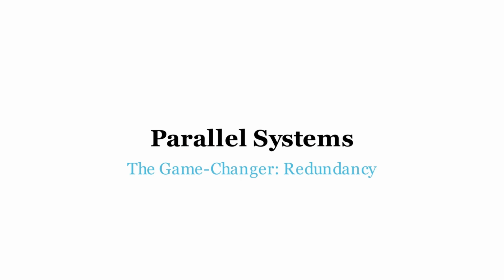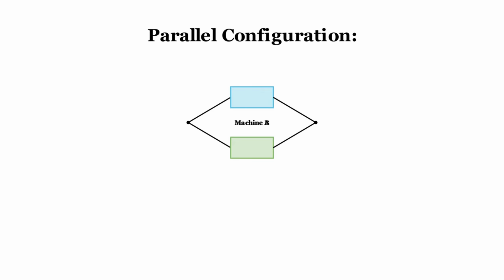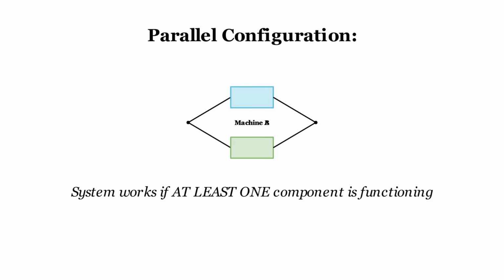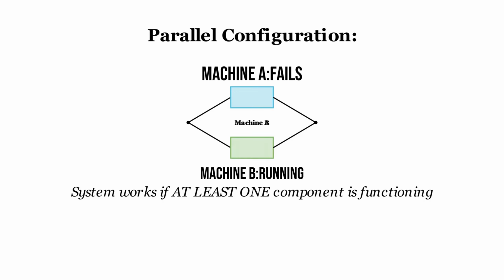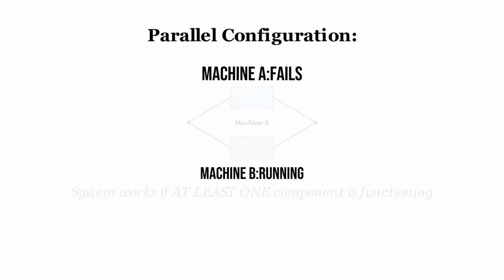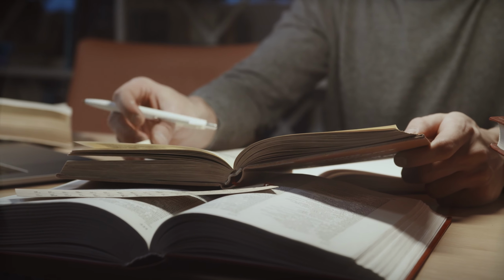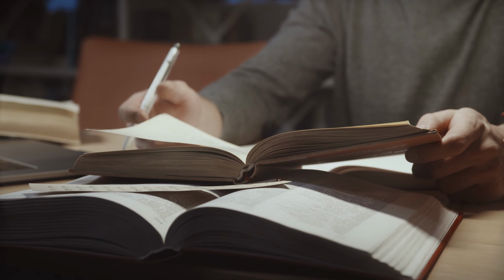Let's explore them next. Now, let's talk about the game changer, parallel systems, also called redundant systems. In a parallel configuration, the system works as long as at least one component is functioning. This is how engineers build reliability into critical systems. Think of it like having a backup. If machine A fails, machine B keeps the system running. Both would have to fail simultaneously for the system to go down. Let's solve a problem that shows just how powerful this configuration is. Problem 3. Parallel system availability.